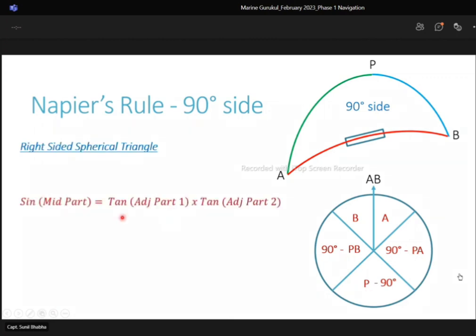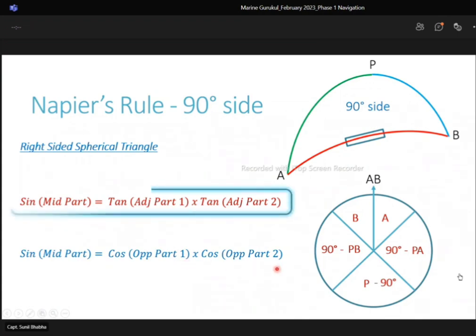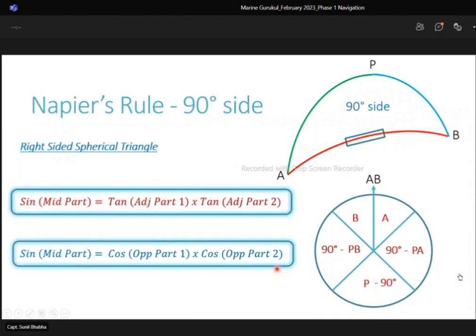The formulas which we have remain exactly the same. Sine of the middle part is equal to tangent of adjacent part 1 multiplied by tangent of adjacent part 2. And sine of the middle part is equal to cos of opposite part 1 multiplied by cos of opposite part 2. So the formula remains the same. There is no change in the formula. So is it clear, beta, for the 90 degree side? The application is clear? Clear. Okay, beta. Great. Now the formulas remain the same.